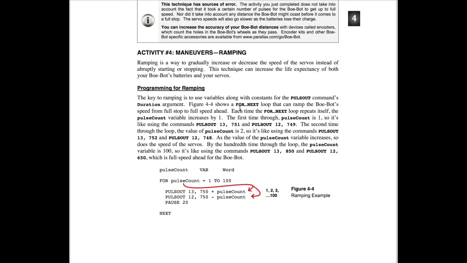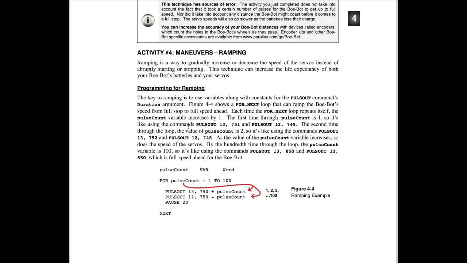Figure 4.4 shows a For...Next loop that can ramp the Bobot's speed from full stop to full speed ahead. Each time the For...Next loop repeats itself, the pulse out count variable is increased by 1. The first time through, pulse out count is 1, so it's like using the commands PULSOUT 13, 751, and PULSOUT 12, 749. So it's 1 greater than 750 and 1 less than 750.